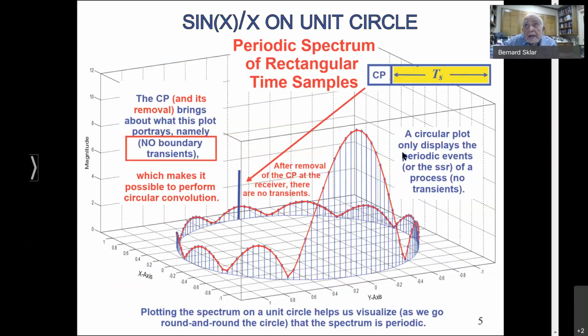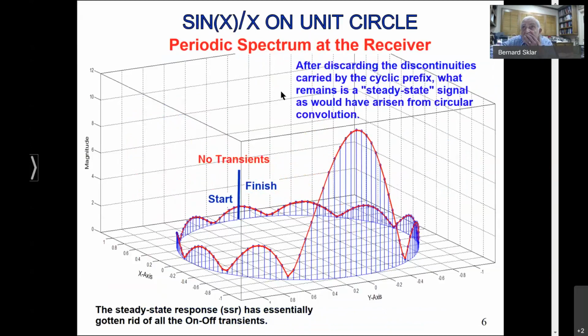Now, when I have the complete OFDM symbol, which is not just the data portion, but also, we said a lot about the cyclic prefix, and remember the cyclic prefix is what really houses the discontinuity. We push those discontinuities into the cyclic prefix. Well, we can't show this with the cyclic prefix. So the plot that you're looking at here is after the removal of the cyclic prefix, which is one of the first things that we do at the receiver. So after discarding the discontinuities carried by the cyclic prefix, what remains is the steady state, no transients. We start, we finish. Every time we go around and around, we've gone through one more period.